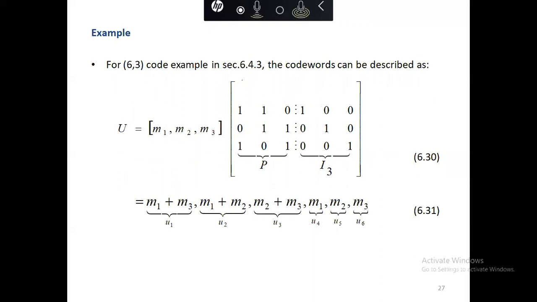Here you can see the 6x3 code, where you get the message bits by multiplying the 3-bit message with the k by n, 3 by 6 matrix, in which this is the identity matrix, and the last 3 bits are the actual message bits, and these 3 bits are the coded bits.